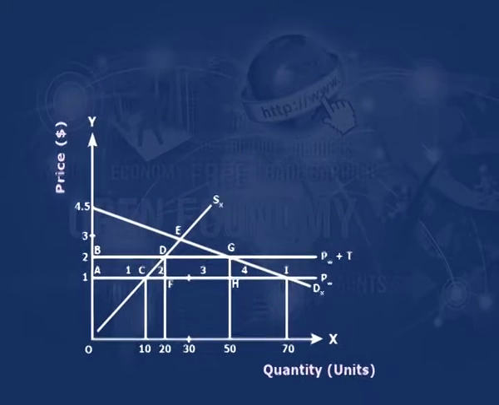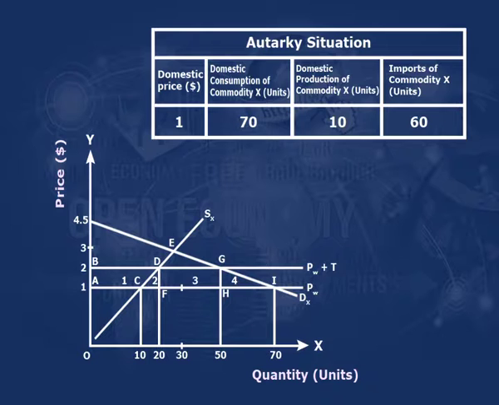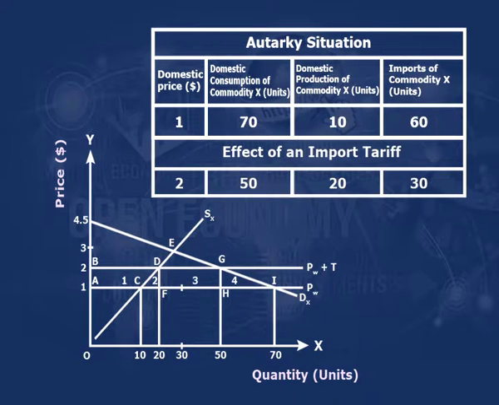According to the autarky situation, when domestic price is $1, nation A produces 10x. The domestic demand for commodity X is 70x. The remaining 60x is imported. Now, the effect of an import tariff. Domestic price is $2, domestic consumption of commodity X is 50 units, domestic production of commodity X is 20 units and import of commodity X is 30 units.